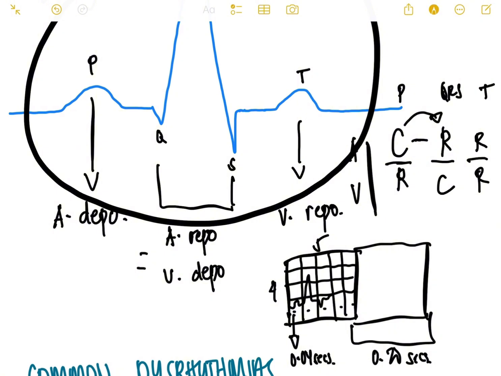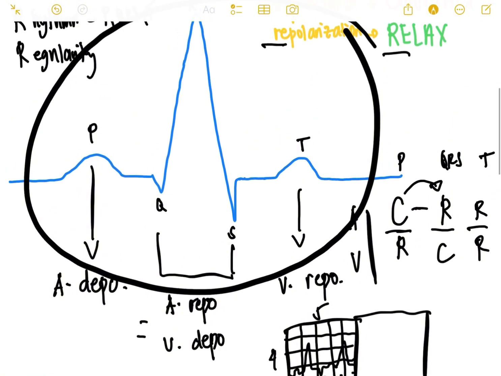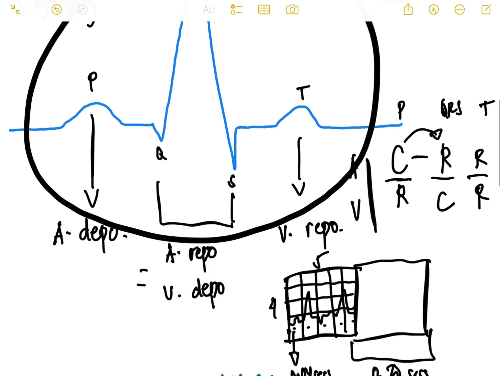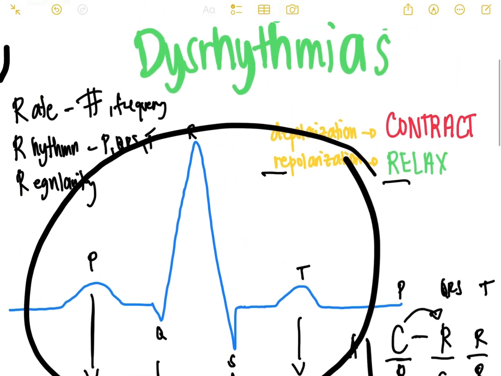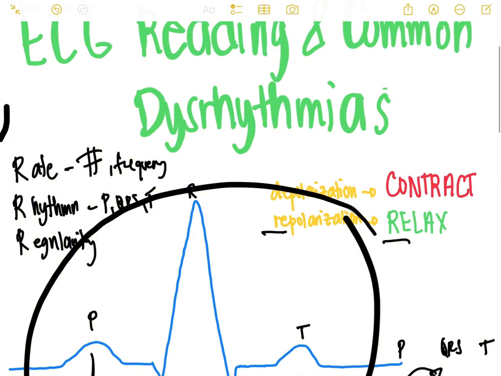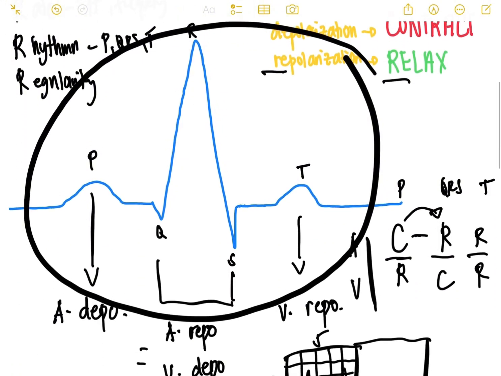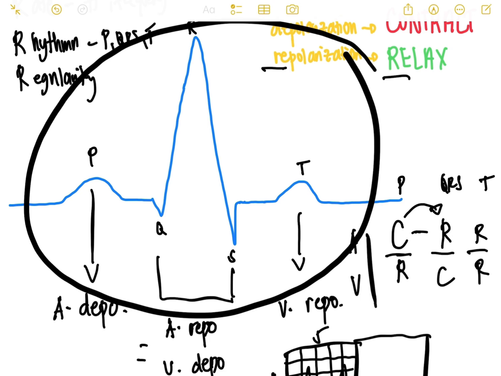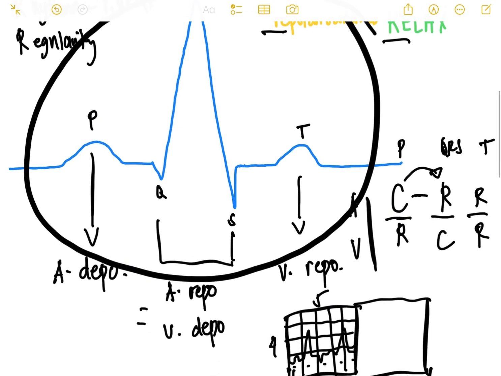Okay, ganyan ba yung rate niya, yung bilang ba niya, okay, at yung rhythm niya, pare-pareho ba? That is regularity. So, those are the things that we have to read in terms of ECG. So, the rate, the rhythm, and the regularity. So, yan yung basic components. You have the P wave, QRS complex, and the T wave or the ST segment.